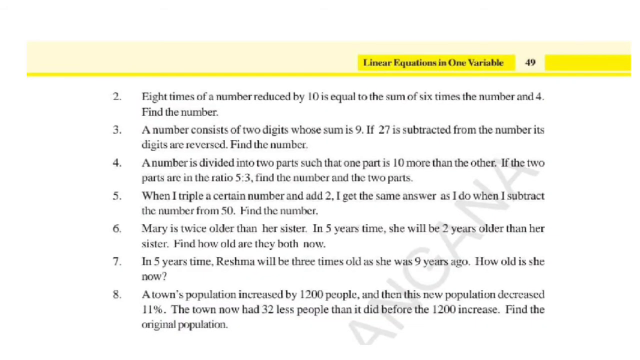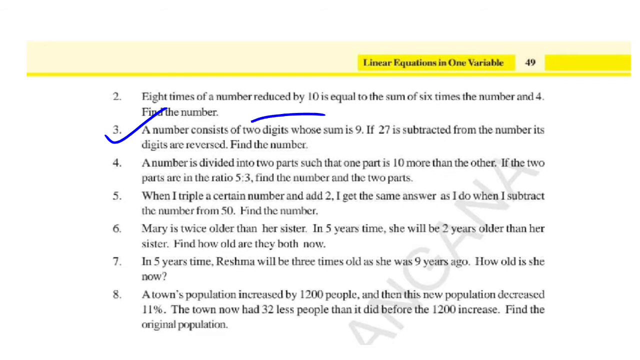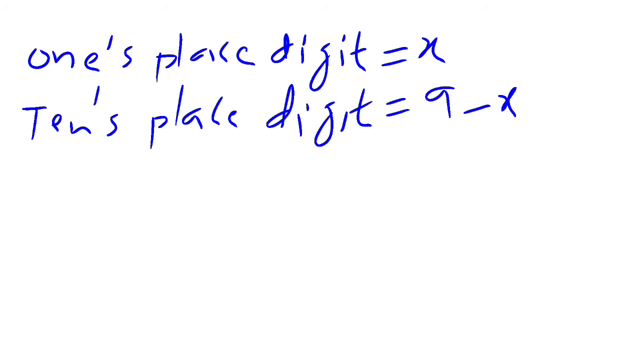Coming to the exercise, the third problem is the same as the previous example problem. So let's do that. A number consists of 2 digits whose sum is 9. The 2 digits are the ones place and tens place. I am going to take the ones place digit as x. The tens place digit is 9 minus x, because the sum of the 2 digits is 9.